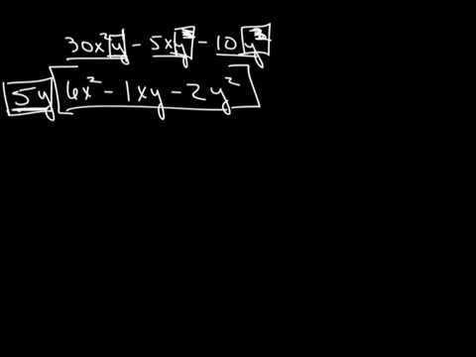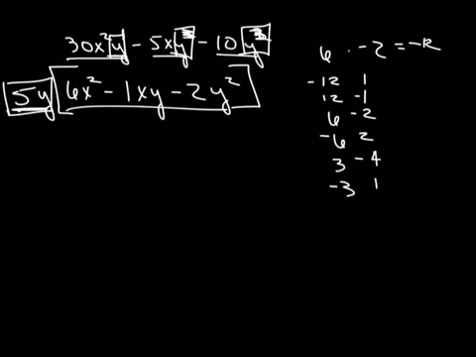So, first number times the last one gives me negative 12. So I'm looking for two numbers multiplied together that give me negative 12. Okay, negative 12 and 1, 12, negative 1, 6, negative 2, negative 6, positive 2, 3, negative 4, negative 3, positive 4. I think that's it. Now, are there any in this group here that multiplied together give me negative 12? Yes, they all do. And added give me a negative 1. Yes, right there. 3 minus 4 is negative 1.